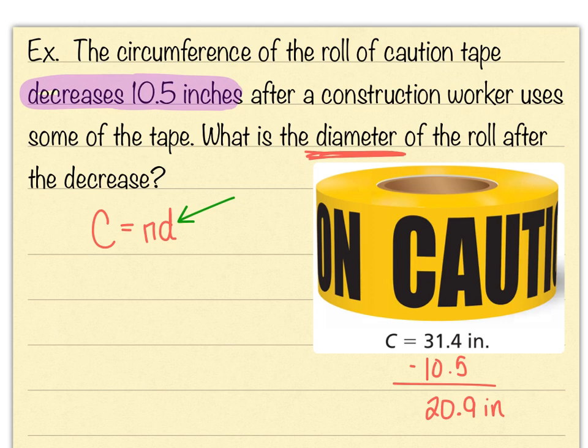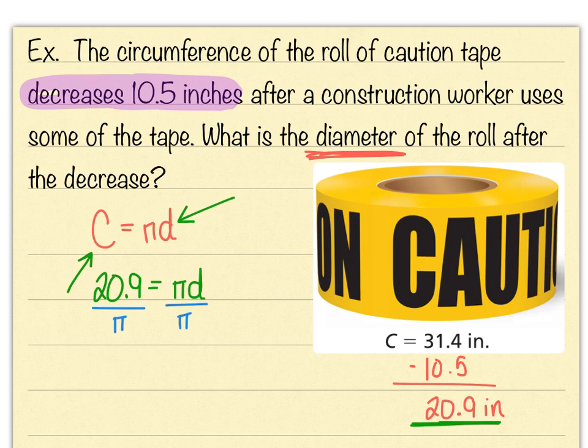Well, I'm working backwards here. I'm actually going to take this 20.9, since that's the circumference, and I'm going to plug it in for C. So 20.9 equals pi times D. And if normally I would multiply the diameter by pi to find the circumference, here I'm going to divide the circumference by pi so I can find the diameter.